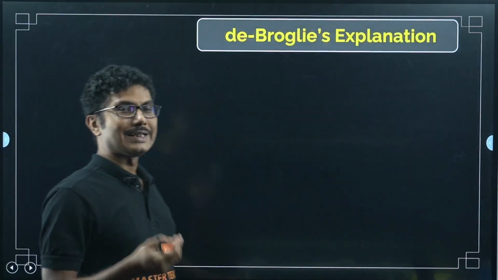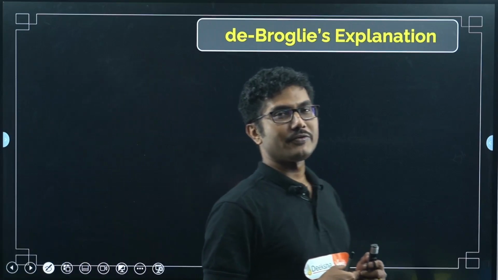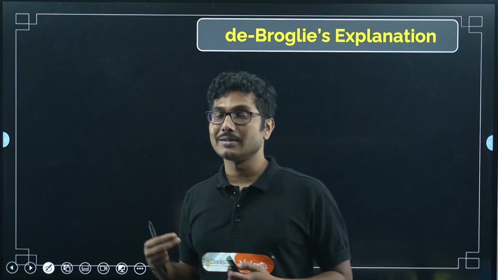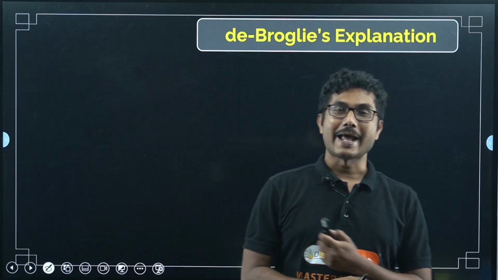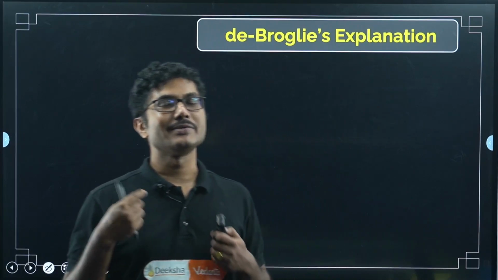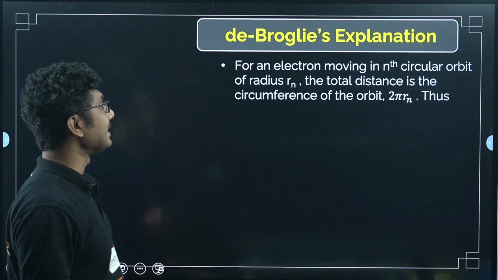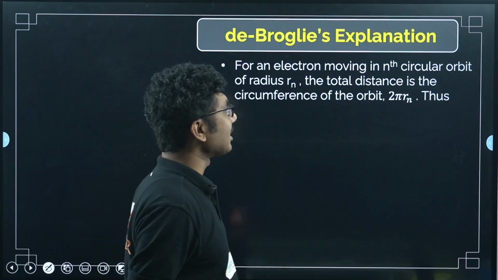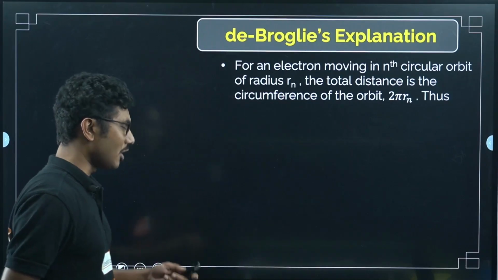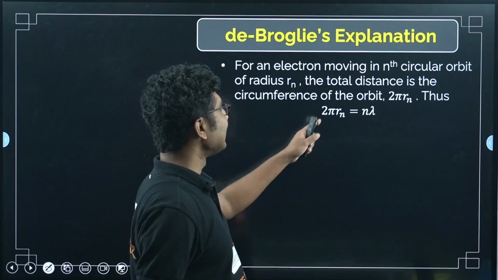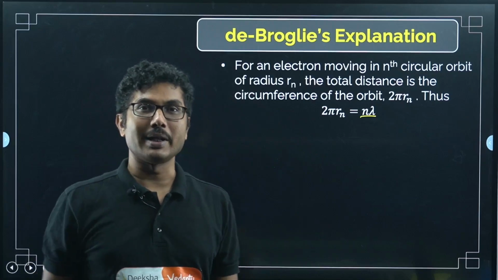Now, de Broglie's explanation. So what is de Broglie's explanation? De Broglie was, as I said, the first one to start quantum mechanics. He said every moving electron can have a wavelength. So a particle behaves as matter radiation. That was the first part of de Broglie's theory. Second, he said that for an electron moving in the nth circular orbit of radius Rn, the total distance is the circumference of the orbit. So he said that 2 pi Rn should be equal to n lambda. What is lambda? Lambda is the wavelength of the electron.